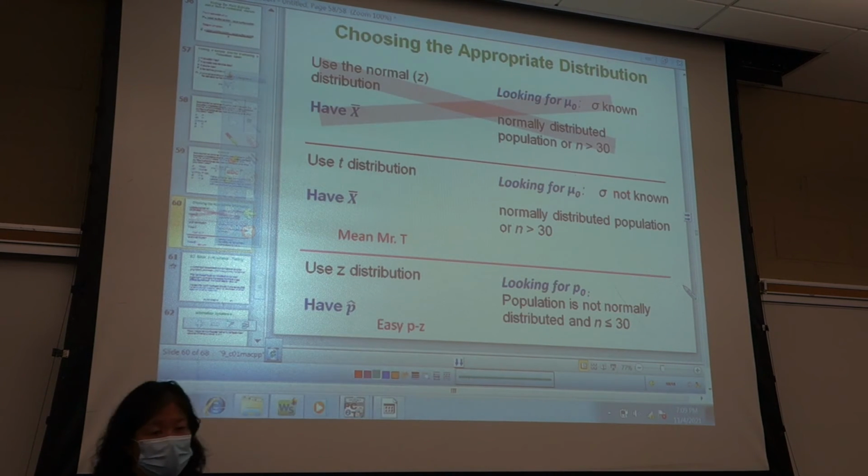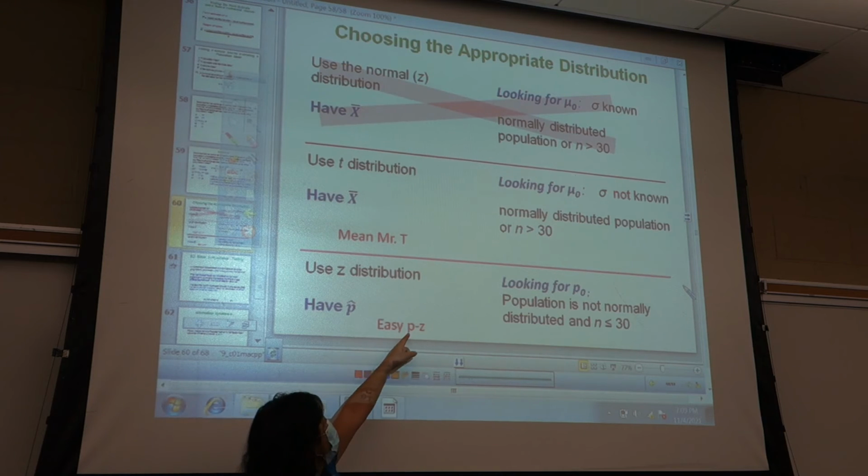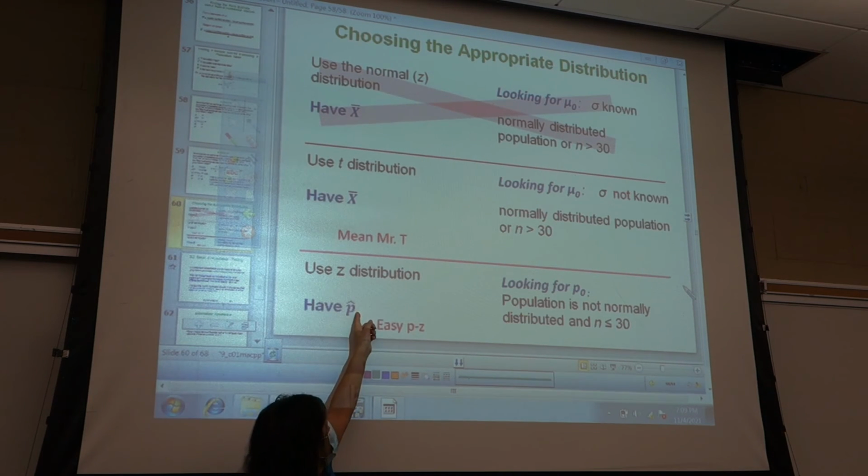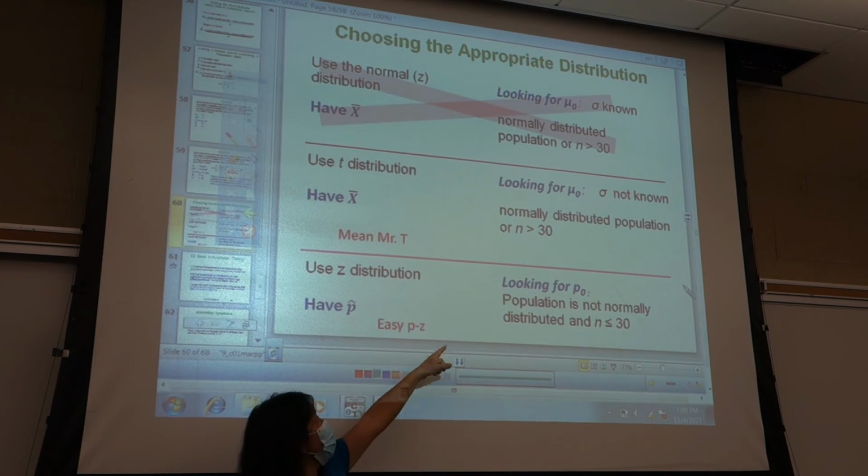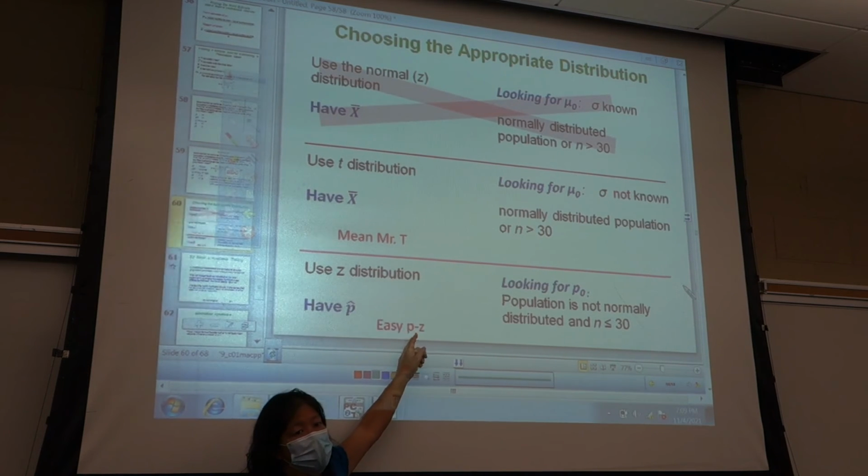For proportion, you're going to use what you've always been using, the Z table. So for proportion, you have P hat, you're trying to find P naught, easy peasy. Proportion, Z table.